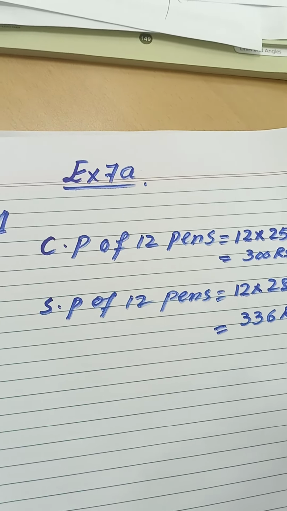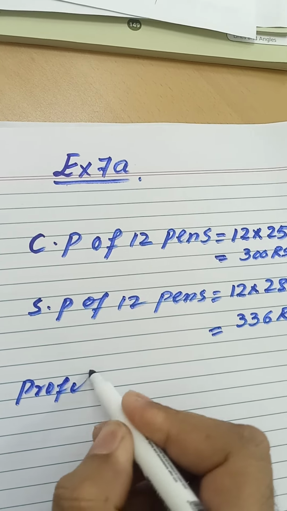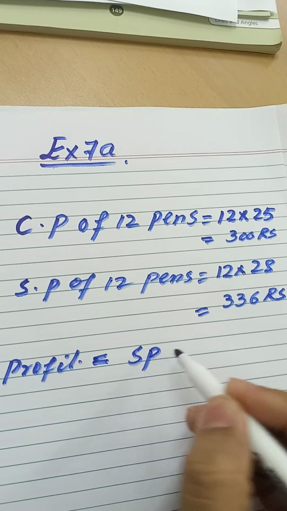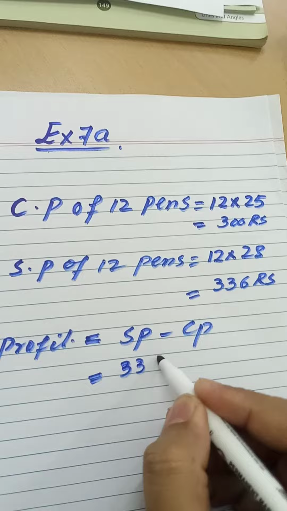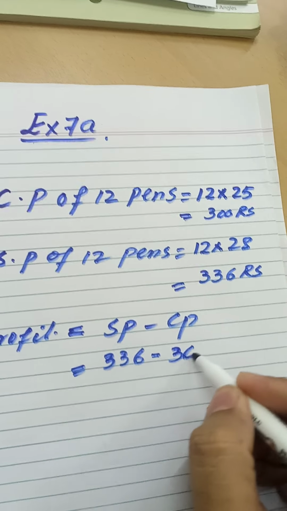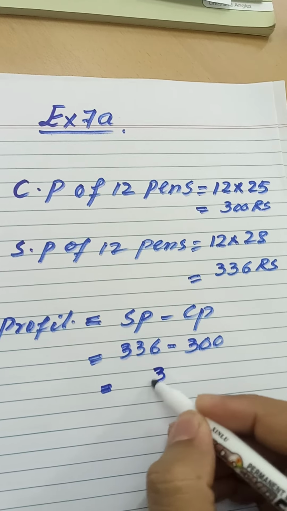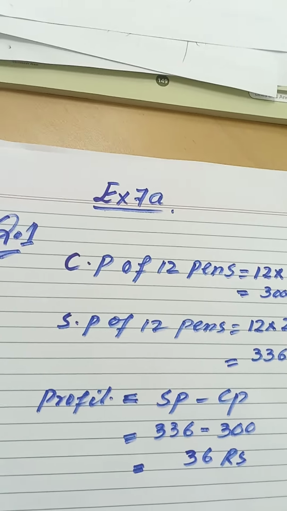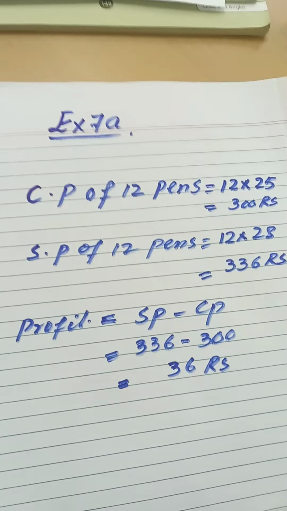Now the question is, find the total profit. So first we will find the profit. The profit formula we just learned is sale price minus cost price. So the sale price is 336, the cost price is 300. So you will get the profit, that is 36 rupees. That is your profit. Now the next part of this question is the profit percentage.